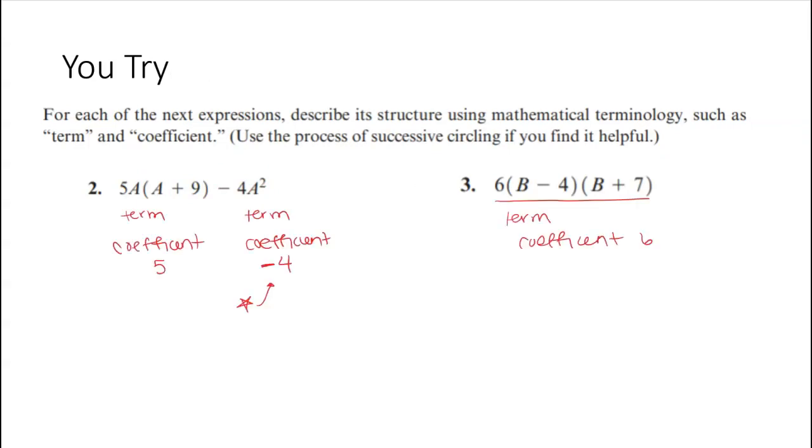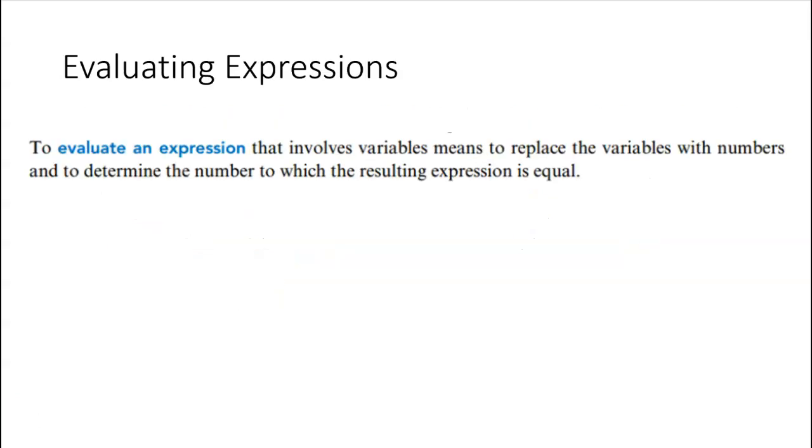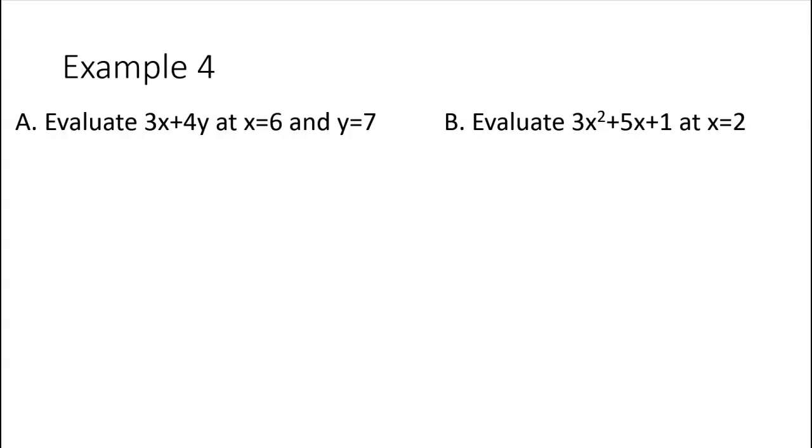We can evaluate expressions. And evaluating just means replacing the variables with numbers and then determining the number that the expression equals. And again, remember, expressions do not have equal signs, but we can still determine what they equal. So here we've got evaluate this expression, 3x plus 4y, where x is 6 and y is 7. So we're going to replace this x with 6, and we're going to replace this y with 7. So it will look like 3, and instead of that x, I'm going to put in a 6. And 4, and instead of that y, I'm going to put a 7.